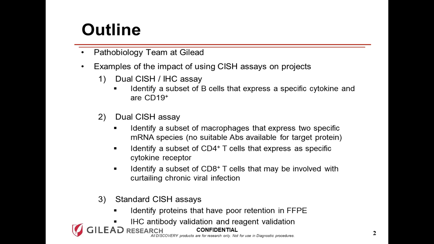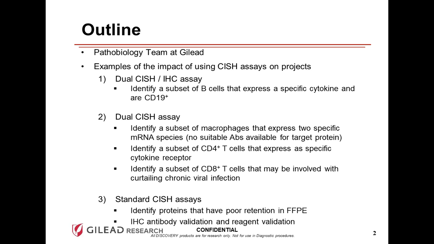And the second example will be how we used dual in situ hybridization assays. And I actually have three minor examples showing how it was impactful in finding a subset of macrophages that expressed a specific mRNA species. There were no suitable antibodies available for that protein, so I'll show you how we got around that. And second example will be identifying a subset of CD4 positive T cells. And the third example will be identifying a subset of CD8 positive T cells. So quite interesting and different projects and how this has been very impactful.